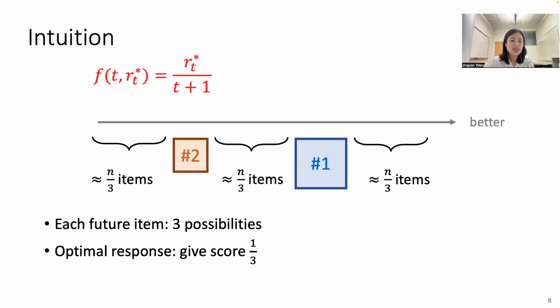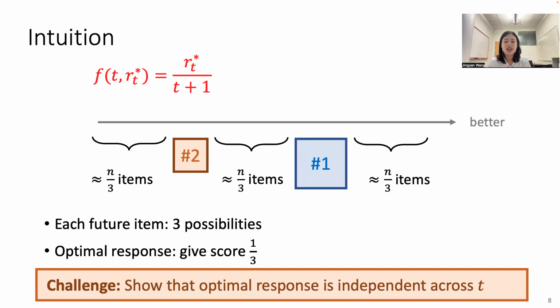Similarly, let's consider item 2. Let's assume item 2 is lower than item 1. And we consider how each future item compares to both item 1 and item 2. There are 3 possibilities. Either an item is lower than both, or in the middle, or higher than both. Again, because the true ordering is uniform at random, roughly speaking, each case happens with probability 1/3. So the optimal response of the judge is to give item 2 a score of 1/3, meaning we believe item 2 is above 1/3 of all the other items. Here we talked about item 1 and item 2 separately, and one key part of the proof is to make sure the optimal response is independent over time step T.